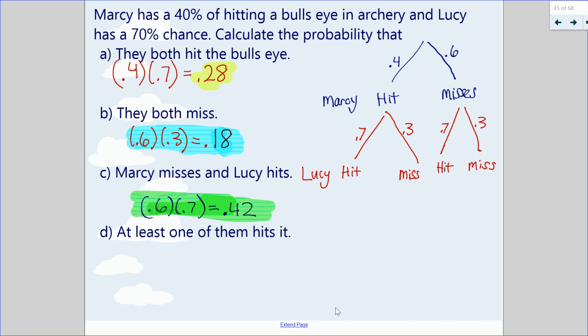Okay, so I'm going to go ahead and highlight. I feel like I'm out of good color, so I'm going to go back to yellow. At least one of them hitting it. So it'll be hit, hit, hit, miss, miss, hit. Those are all of the scenarios of at least one of them hitting it. Either they both hit it, or one of them hit it, or the other one hit it. So it's hit, hit, hit, miss, or miss, hit.